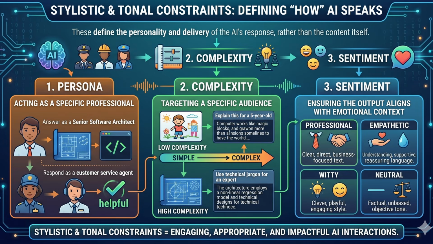Stylistic and tonal constraint. This defines how the AI speaks rather than what it says. Persona: acting as a specific professional. Example: answer as a senior software architect. Complexity: targeting a specific audience. Example: explain it to a 4 or 5 year old versus use technical jargon for an expert. Sentiment: ensuring the output is professional, empathetic, witty, or neutral.